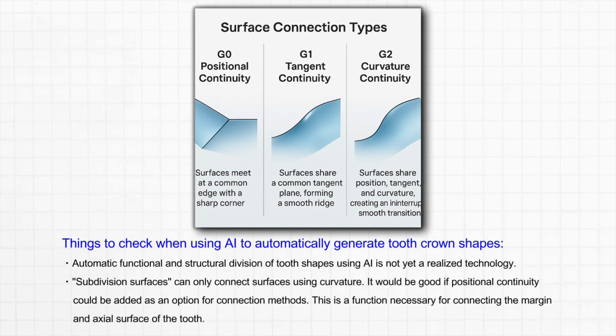Things to check when using AI to automatically generate tooth crown shapes. Automatic functional and structural division of tooth shapes using AI is something we hope for, but it is not yet a reality. Currently, subdivision surfaces only allow curvature connections when connecting surfaces. It would be good if positional continuity connections were available as an option for connection methods. This is a necessary feature for connecting the margin and axial surface of the tooth.